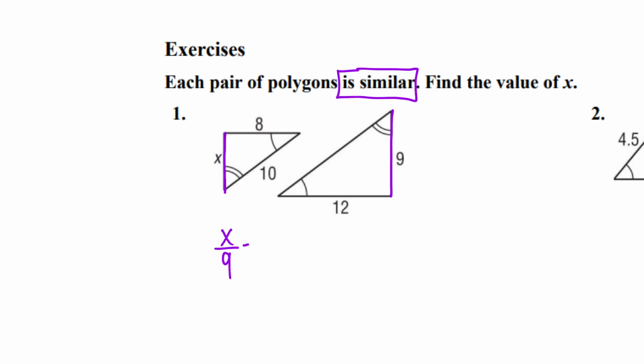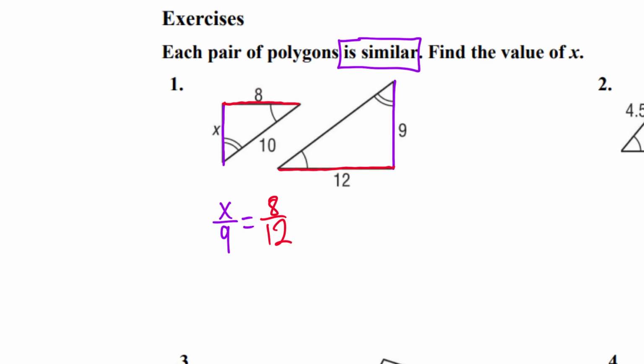So x is to 9 as... Okay, let's go with the 8 here. What does this 8 match up to? To the 12. So the x matches up to the 9 as the 8 matches up to the 12. And so what I'm going to do now is, I set up a proportion like I did on the other side. Instead of having all numbers here, now I've got a variable. So I'm going to use this idea to solve for the x.